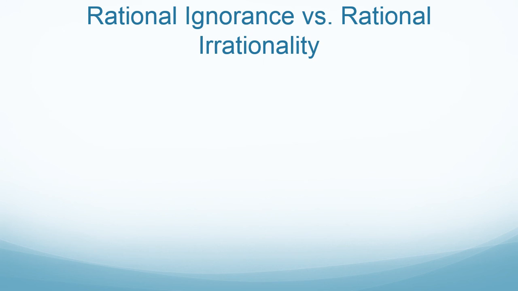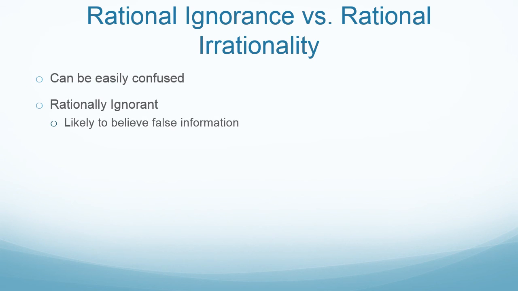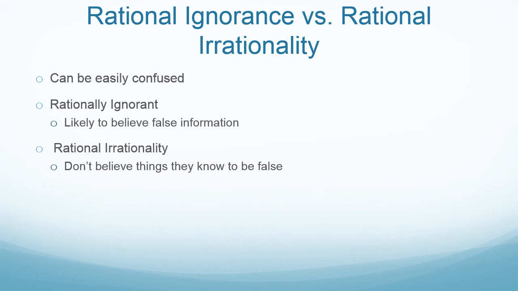While rational ignorance and rational irrationality may sound similar, there is an easy way to tell them apart. People who are rationally ignorant are likely to believe false information. People who are rationally irrational, while they may sometimes believe things that are false, they don't believe things that they know to be false.